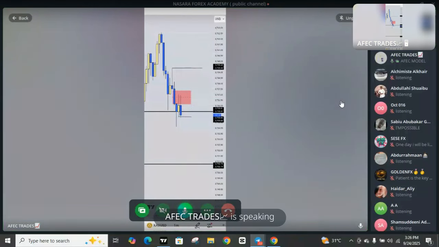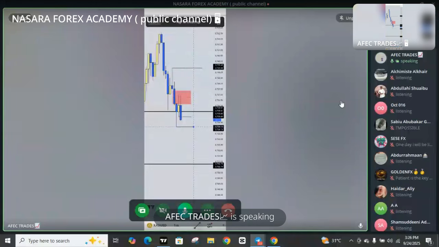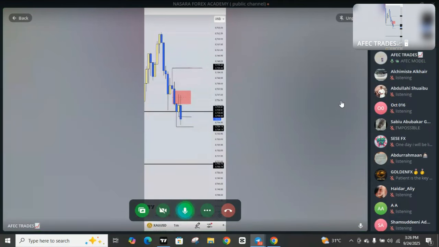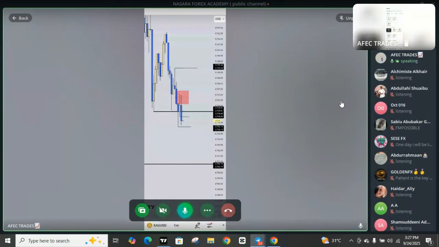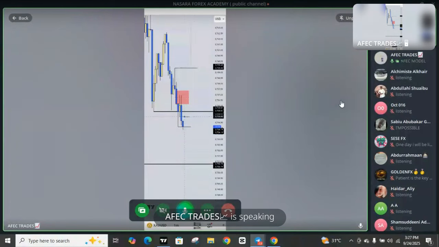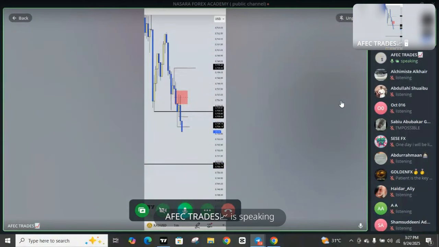If we have a closure below there, we may consider taking the short. But if we have a closure below here before the candle closes, then I will just call it a miss. So we have a closure there. So if I am to take this trade, price is just moving. Okay, let's just wait. Price wants us to miss this trade.